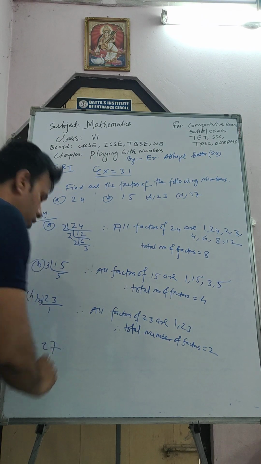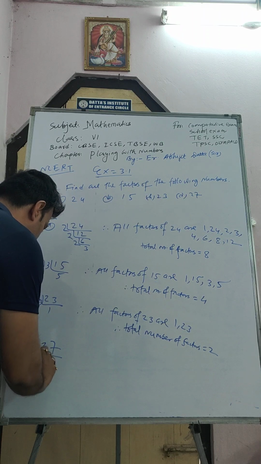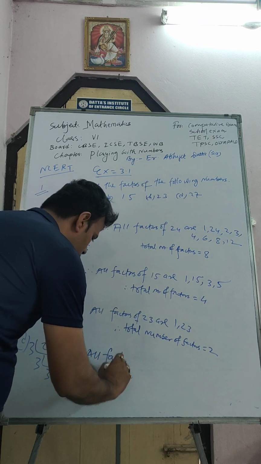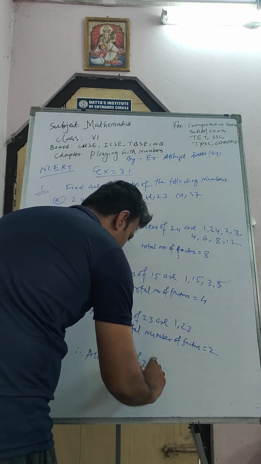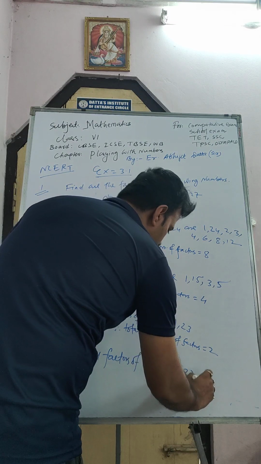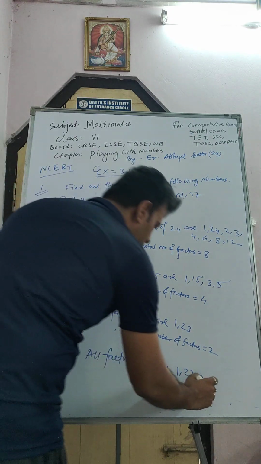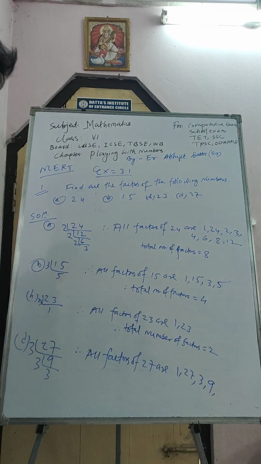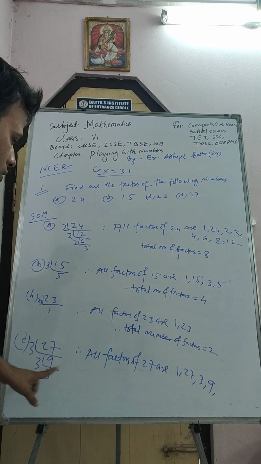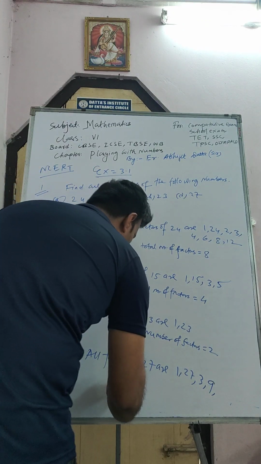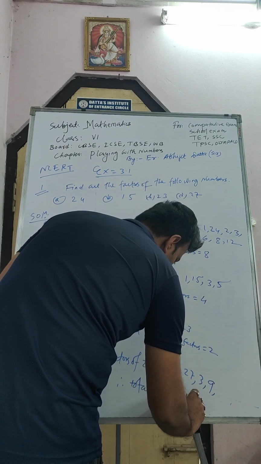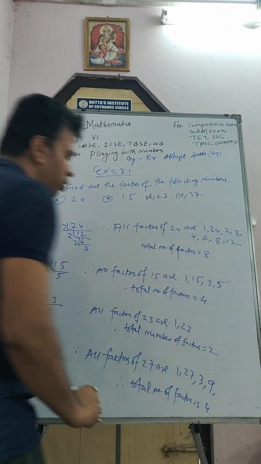Then D is what? 27. If we divide 27 by 3, it will be 9. If we divide by 3, it will be again 3. So all factors of 27 are what? 1 and 27 are common, and then 3 will come, 3 into 3 is 9 will come. Nothing else is there. So 1, 27, 3, 9 are all the factors. So the total number of factors is 4 here.